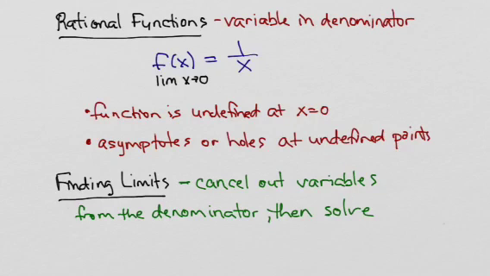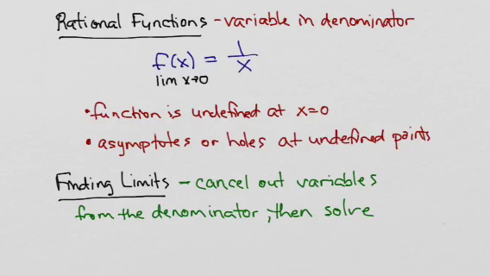Hello. Today we're going to be talking about rational functions and their limits. If you don't remember what a rational function is, it's anything where there's a variable in the denominator. The most common rational function is obviously just 1 over x. It's a simple one with a variable in the denominator. We're going to be looking at it when the limit approaches a number that makes the denominator undefined.